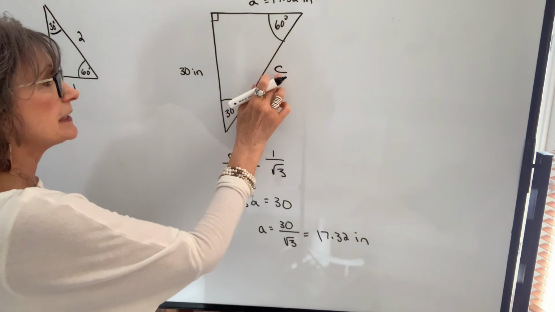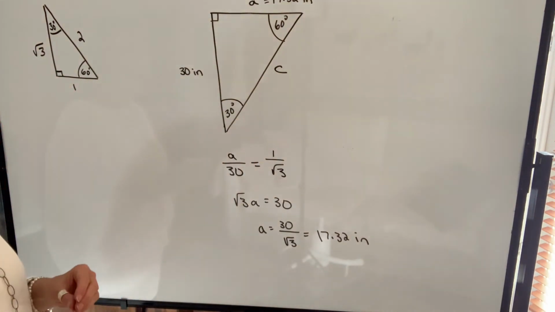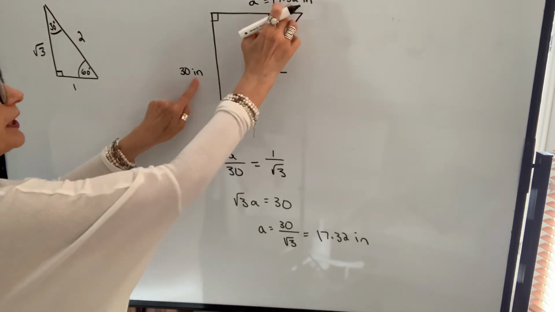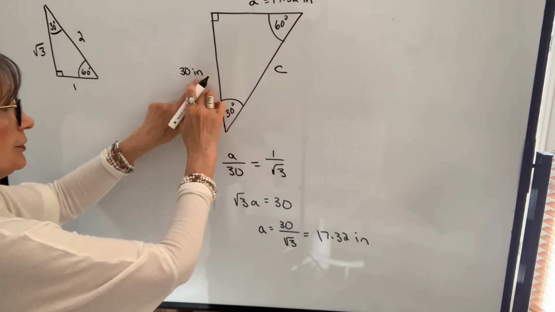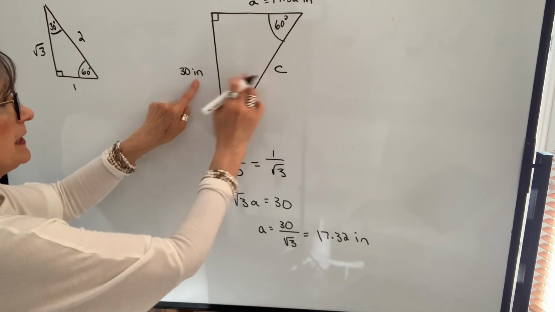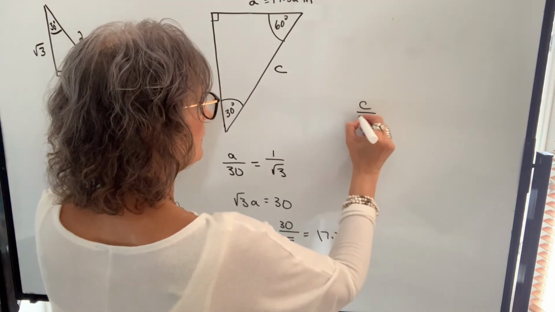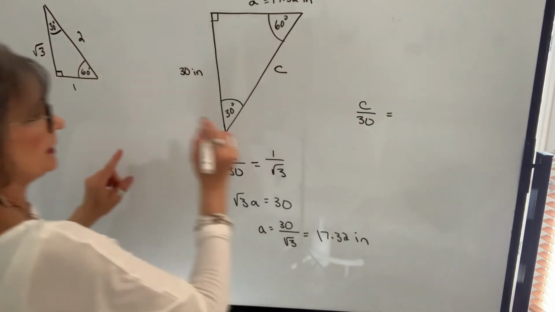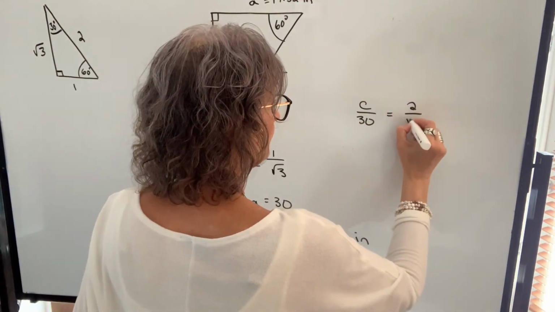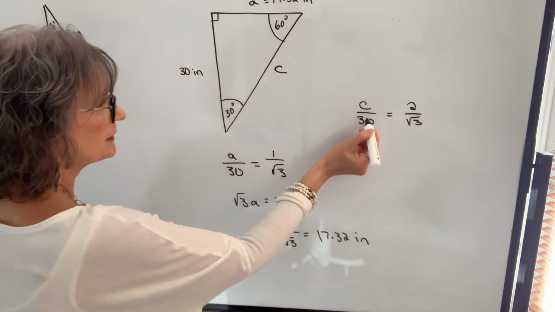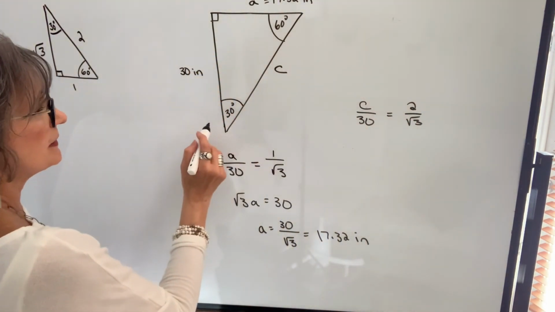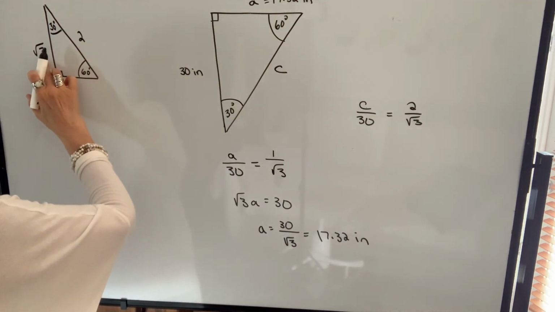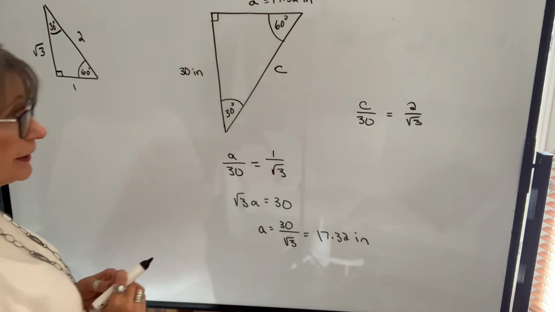To find side C, I usually like to work with the value that was given in my ratio rather than one I've calculated. So I'm going to continue using this, and the ratio of C to 30 will be equivalent to the ratio of 2 to root 3. It has to be in exactly the same order. So if I'm taking my hypotenuse to this side across from the 60-degree angle in this triangle, I have to use the hypotenuse over the side opposite the 60-degree angle in that triangle.